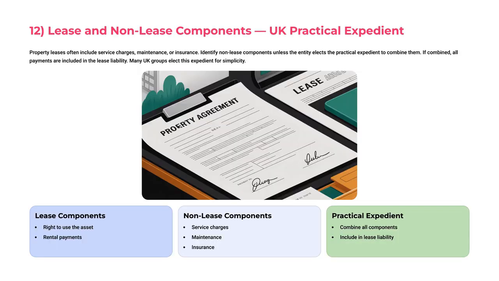Lease and non-lease components. UK practical expedient. Leases often include service charges, maintenance, or insurance. Identify non-lease components unless the entity elects the practical expedient to combine them. If combined, all payments are included in the lease liability. Many UK groups elect this expedient for simplicity.